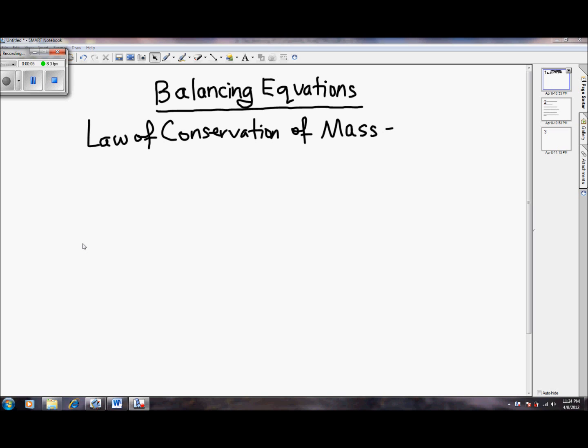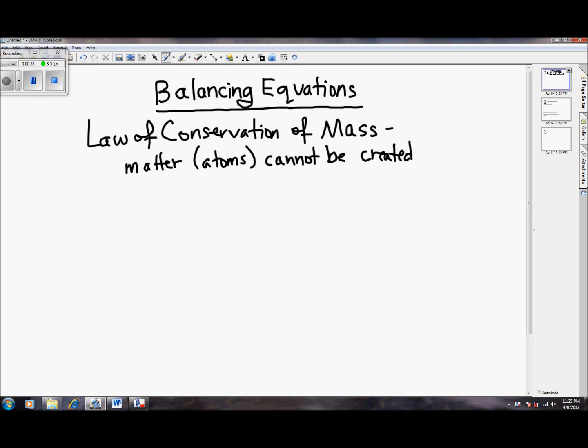The skill of balancing equations is a very, very important concept in chemistry and is driven by something called the law of conservation of mass. The law of conservation of mass basically states that matter, which we know comes from atoms, cannot be created or destroyed in a chemical reaction.